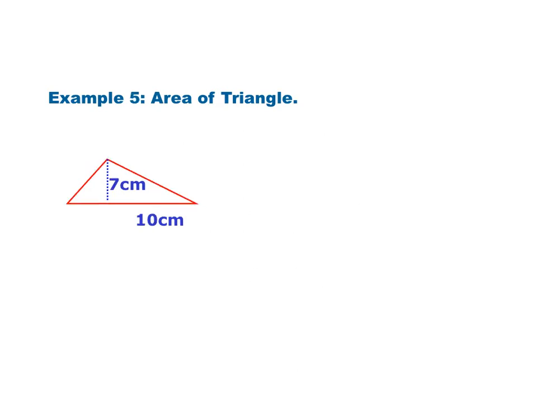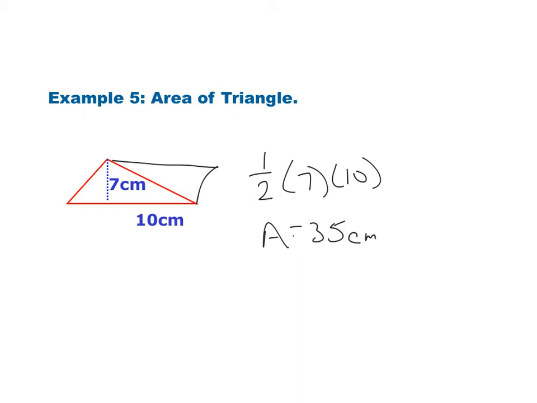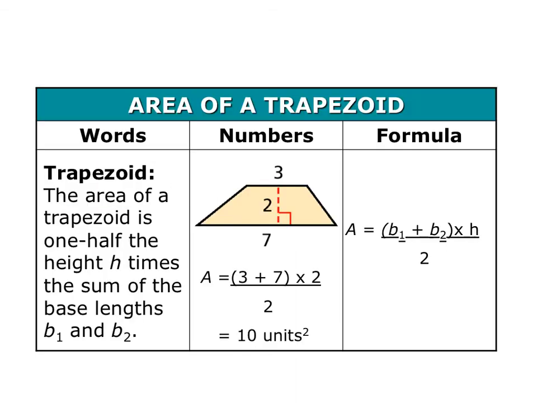So go ahead and pause the video and try this one on your own. So if you wanted to, you could draw the rest of the parallelogram. You don't have to. It's just going to be 1/2 times 7 times 10. Or if I do 7 times 10, that's 70. Half of that would be 35. So the area is going to be 35 centimeters squared. So a triangle is pretty easy and straightforward.